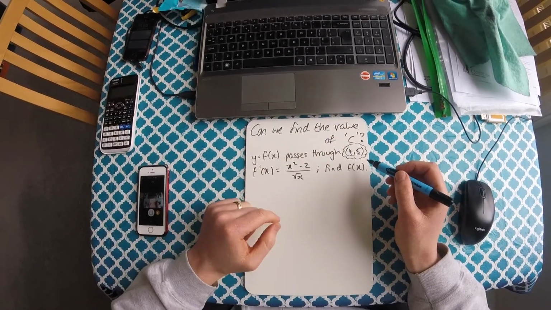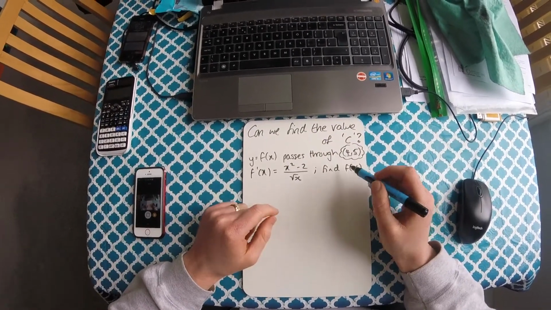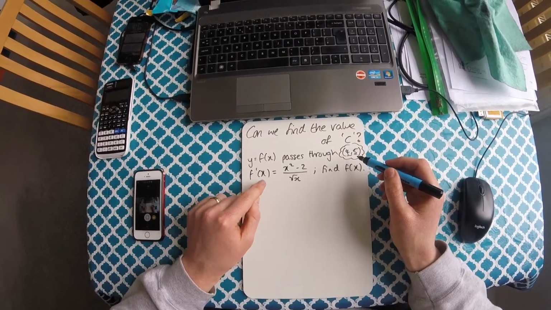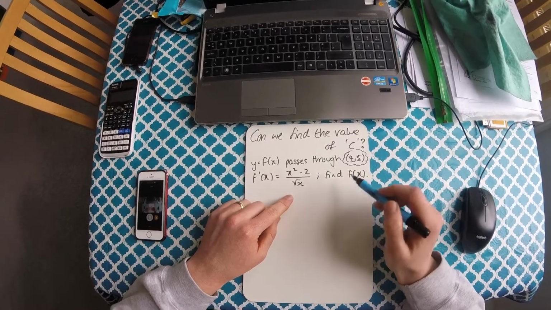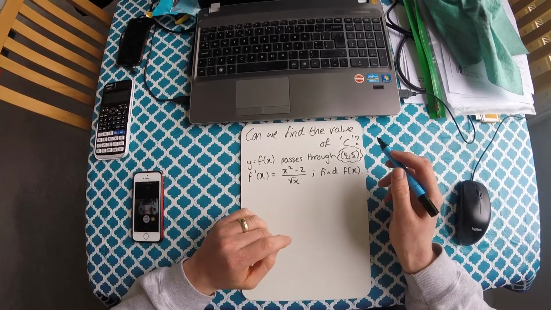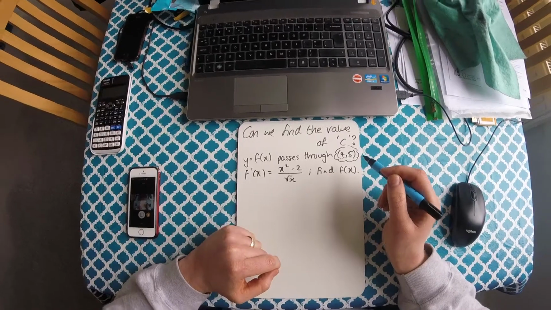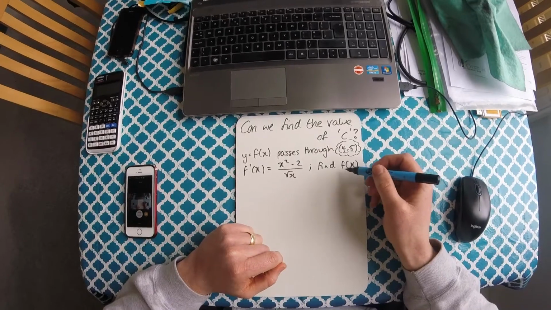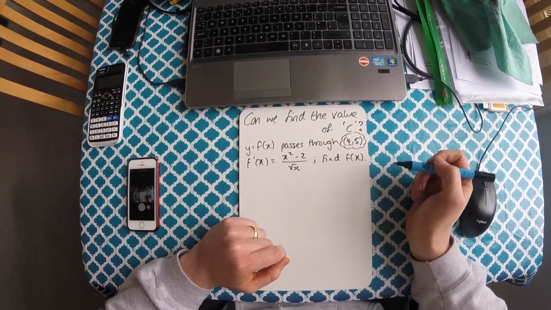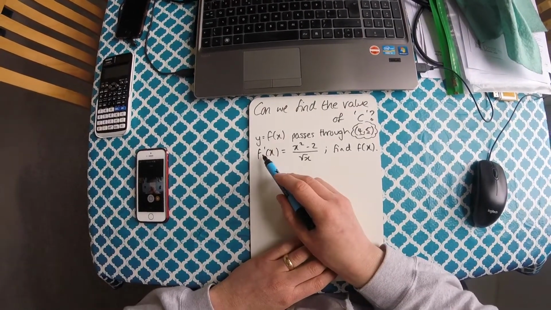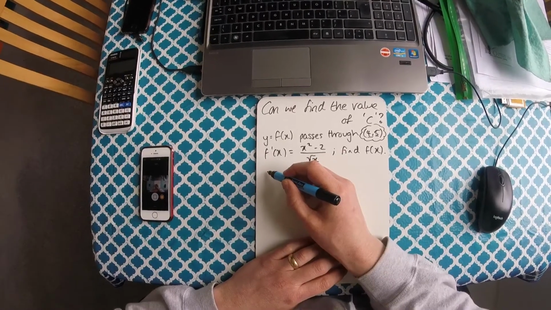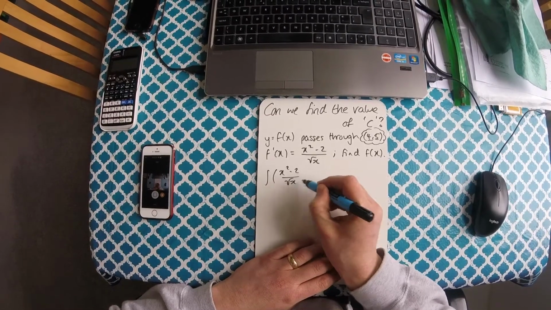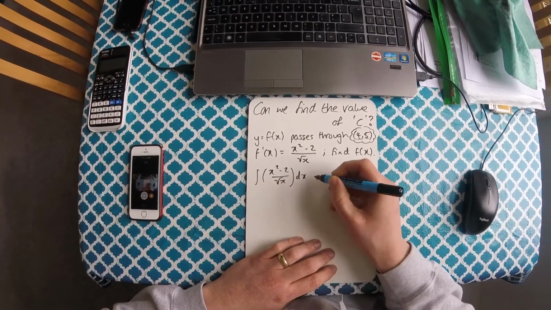So we're having a look at example number 6 here. y equals f(x) passes through (4, 5). And then we're told that f'(x) is (x squared minus 2) over root x, and we've got to find the equation. In example 6, it refers to it as equation C. So we're trying to find the equation for C, which is basically the same as finding f(x). So if I want to get from f'(x) to f(x), I need to integrate. So I'm going to integrate (x squared minus 2) over root x with respect to x.